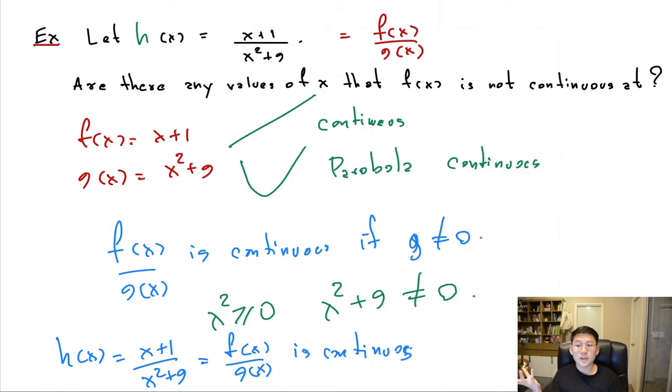Because it's f divided by g. F is continuous, g is continuous. So the division is also a continuous function. Make sense?